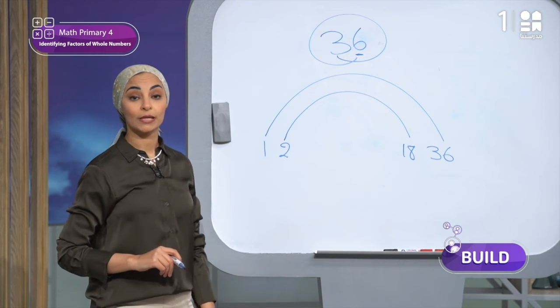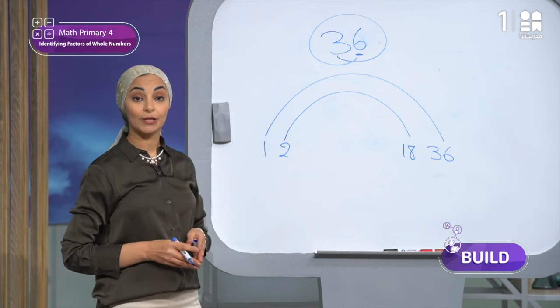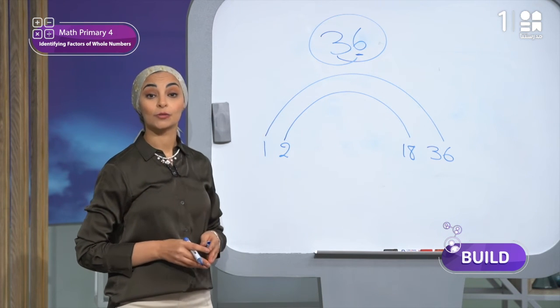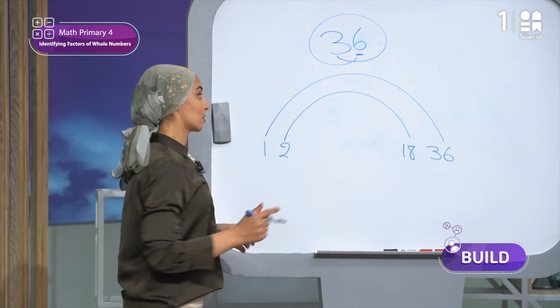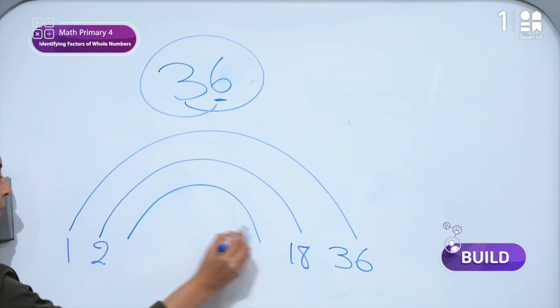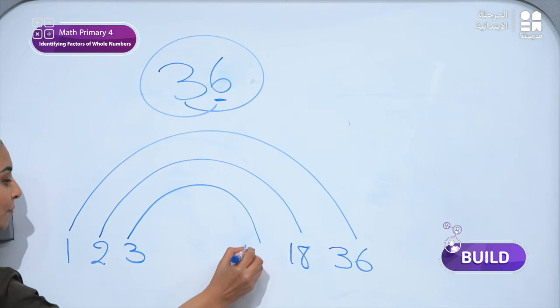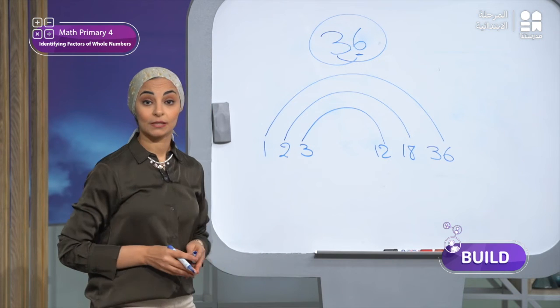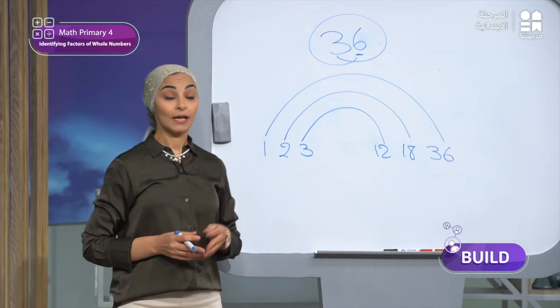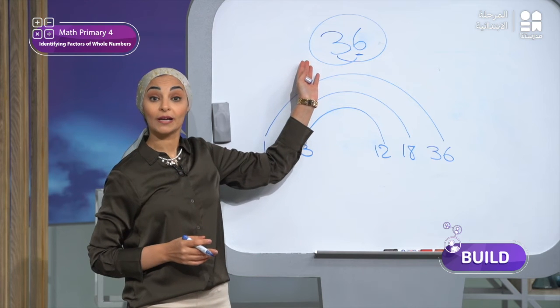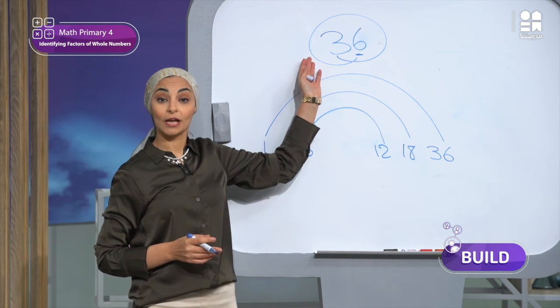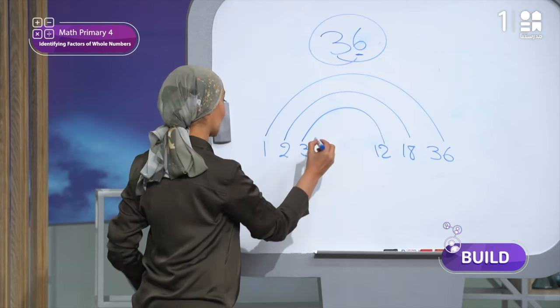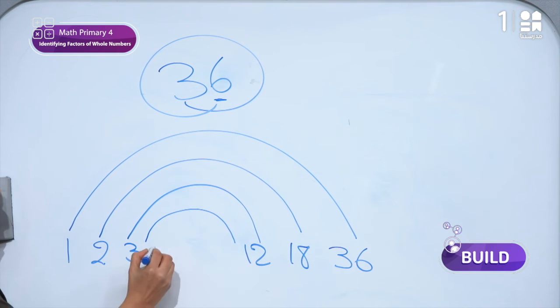طب what about 3? Is 36 found in table 3? Yes, 3 times 12 gives me 36. يبقى 3 times 12 gives me 36. And what else? Is 36 found in table 4? Yes, I know that 4 times 9 equals 36. تعالوا نكتبها. 4 times 9 gives me 36.